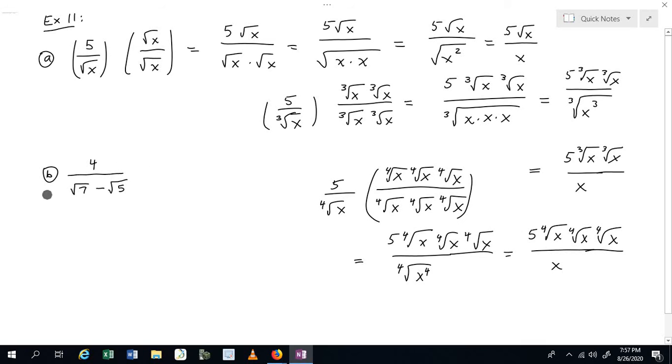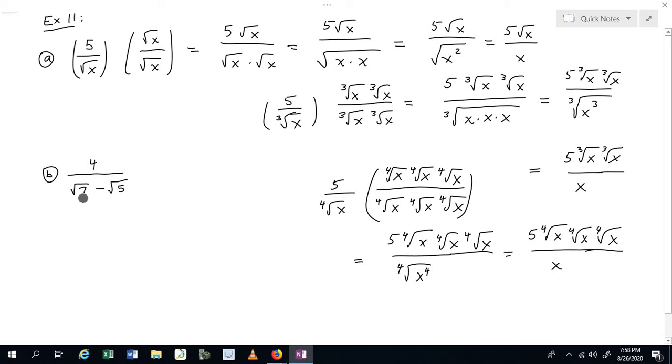Okay, so now let's look at a different case. Part B, notice now we do have radicals in the denominator, but now we have a binomial in the denominator as well. We've got 2 terms now instead of 1. Okay, and we need to handle this differently.